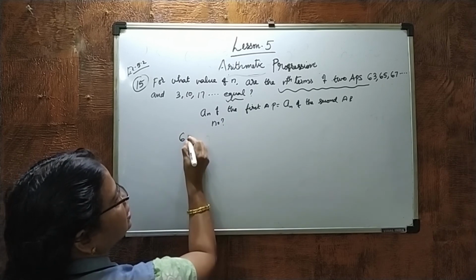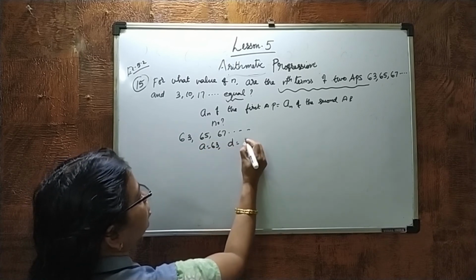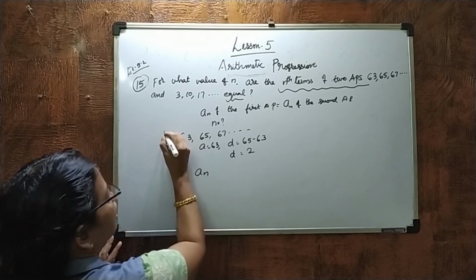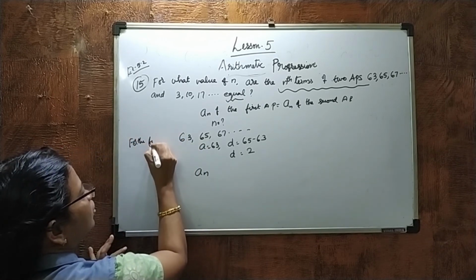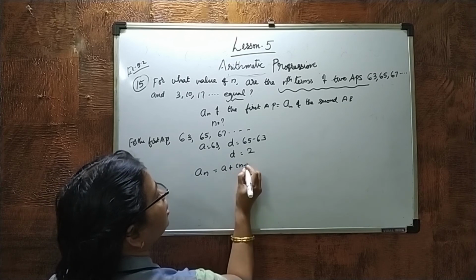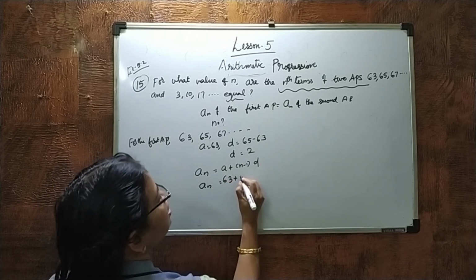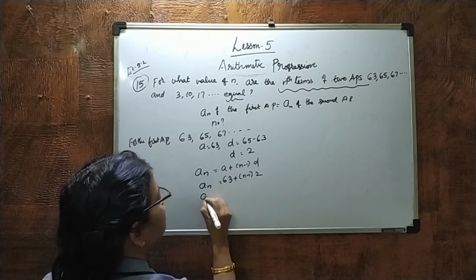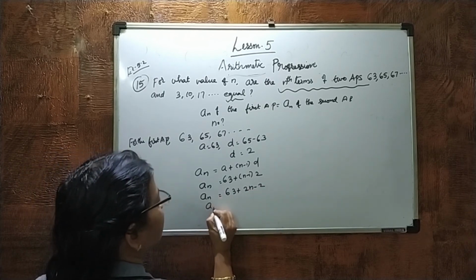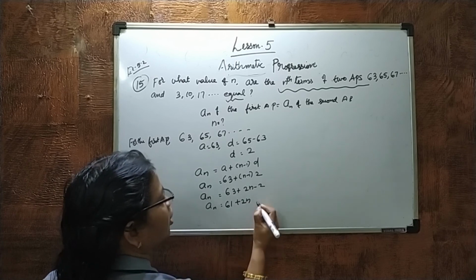The first AP is 63, 65, 67 etc. a is equal to 63, d is equal to 65 minus 63. What will you get for d? 2 you will get. So for the first AP, an is equal to a plus n minus 1 into d. Then an we have to find out. a is 63 plus d is 2, so n minus 1 into 2. That means an equals 63 plus 2n minus 2. Then we can write an is equal to 63 minus 2, which is 61, plus 2n. This we write as equation number 1.